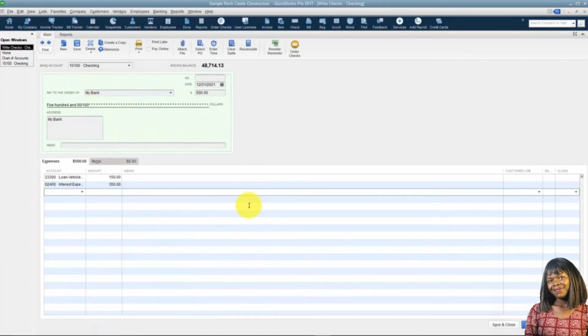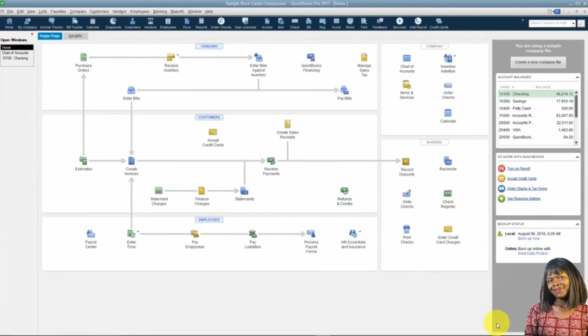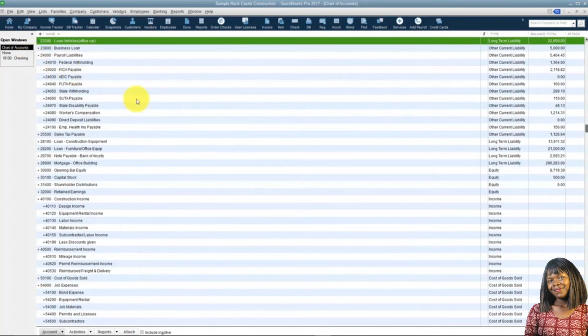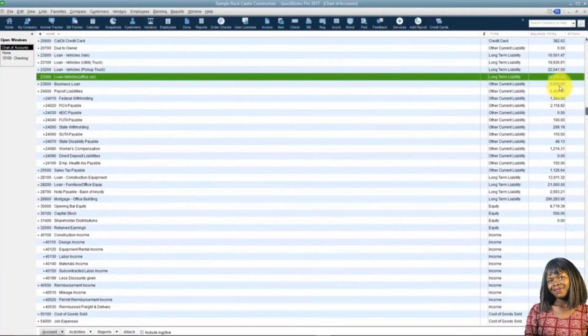Now, we know what all this is, so I'm not going to go through that. So let me go ahead and hit save and close. And let's go back to the chart of accounts and check it out. It's right at the top here, as you can see. But look, the balance has come down by $150.